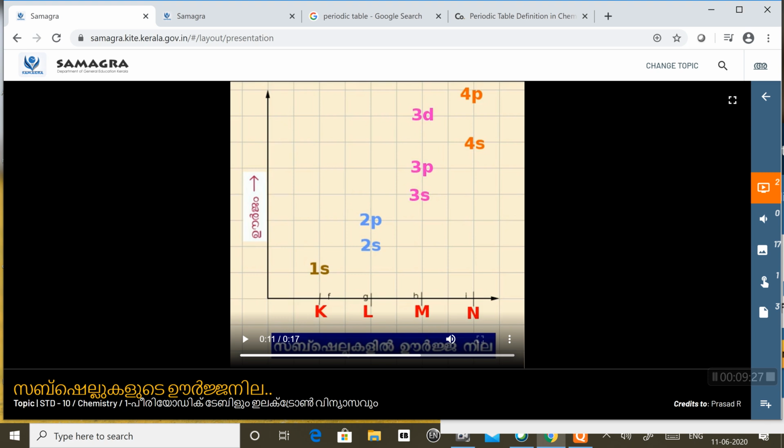3d has more energy than 4s. So after filling the 3p subshell, the electron will go to 4s. Then only will the electron go to 3d.